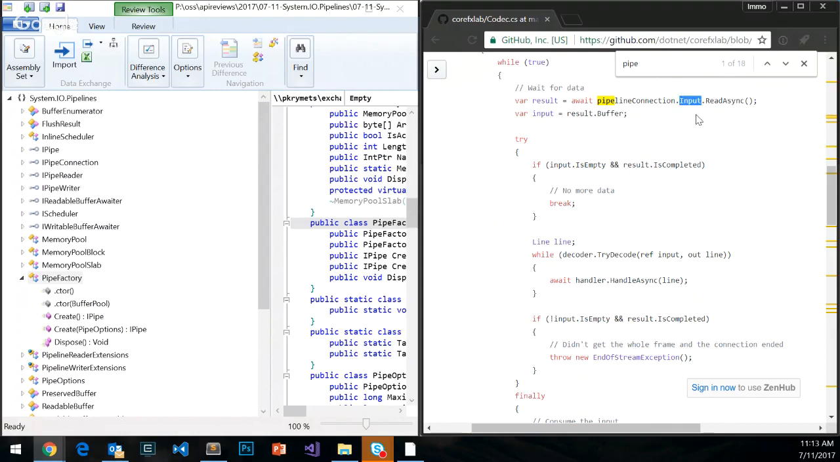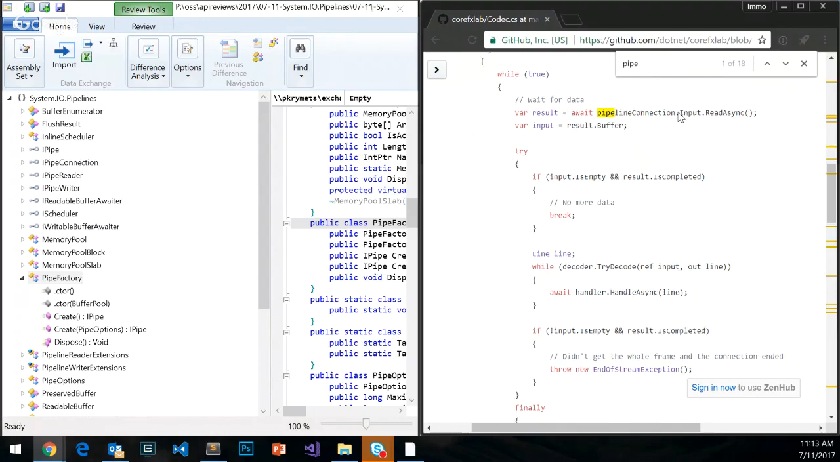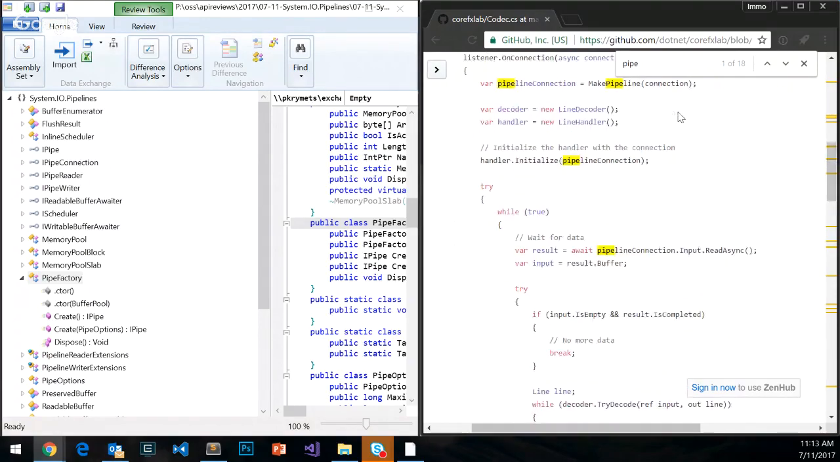You can't tell. Hover over the result. It's a read result. So this is not an actual pipe then. Oh, it's a pipe reader, the one you selected, the highlighted thing. Yeah. So the input is a pipe reader, and the output is a pipe writer from the connection. Where's the pipe? In this scenario, the pipe is pretty much the connection. You can ignore that for now.